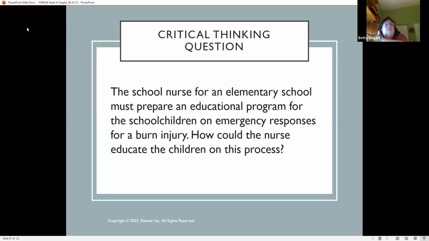So the school nurse for an elementary school must prepare an educational program for the school children on emergency responses for a burn injury. How would the nurse educate the children? Well, this is elementary. What are you going to teach children about not getting burned?